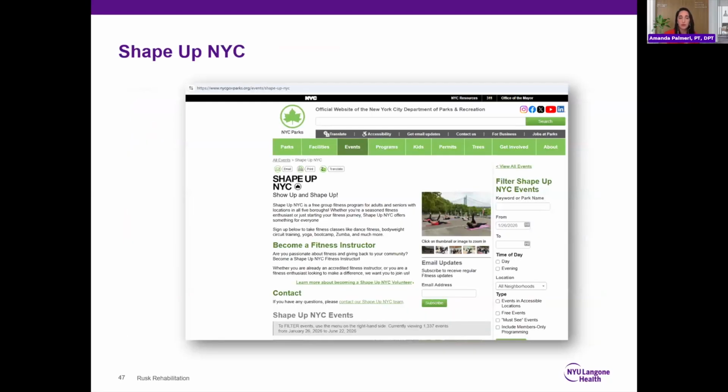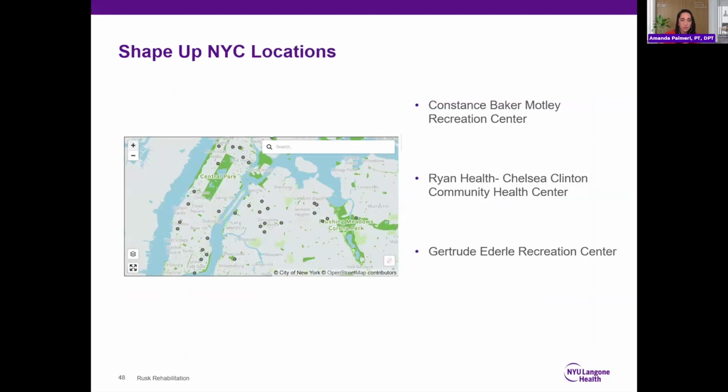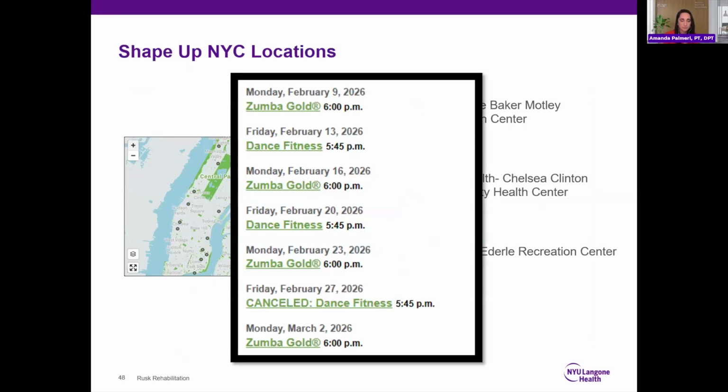So plenty of opportunities. And one last thing I wanted to share with you, which is this Shape Up NYC. And this is basically through the New York City Department of Parks and Recreation, that they offer several locations all around the city where you can participate in different exercise classes. And I believe they're all free.